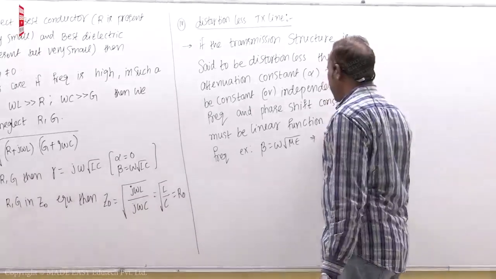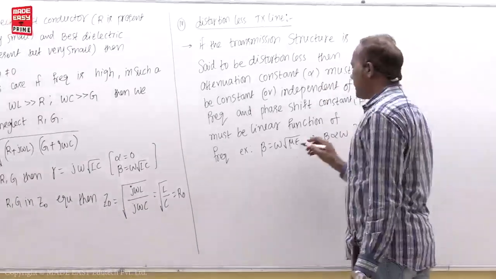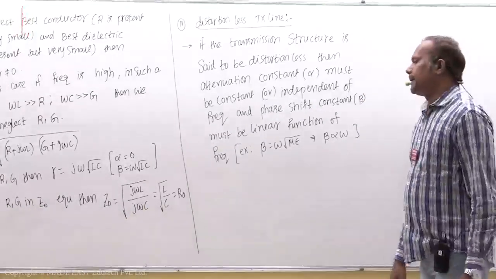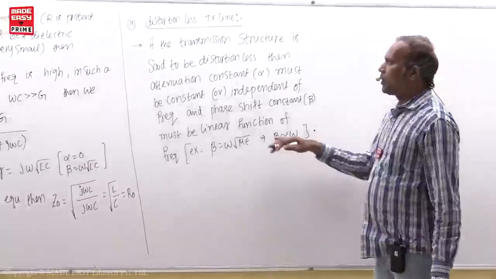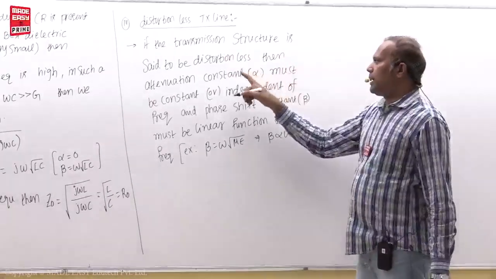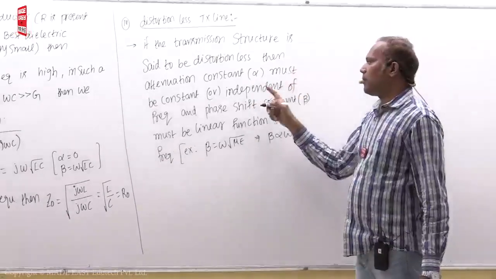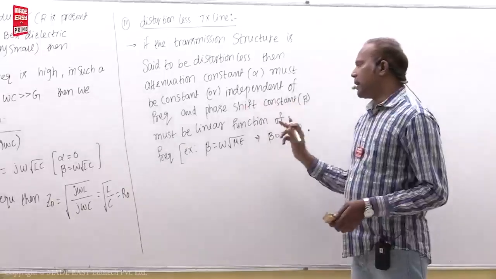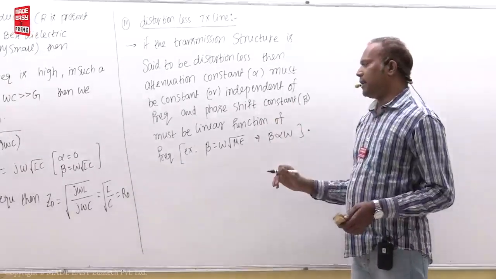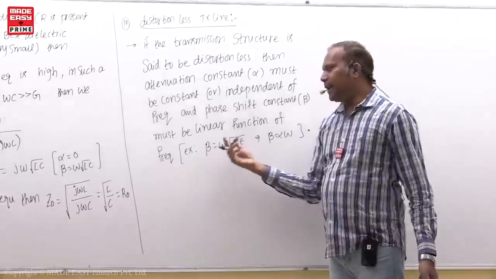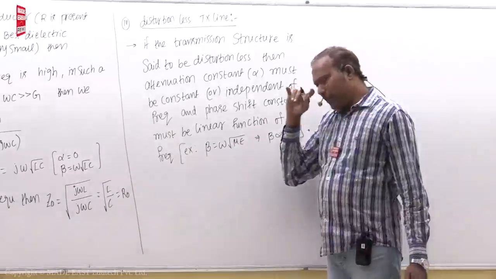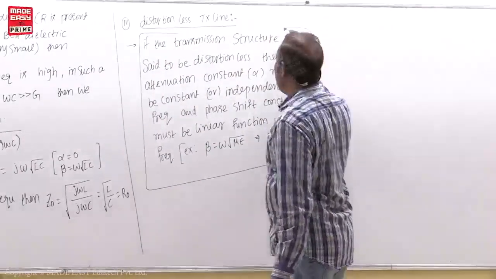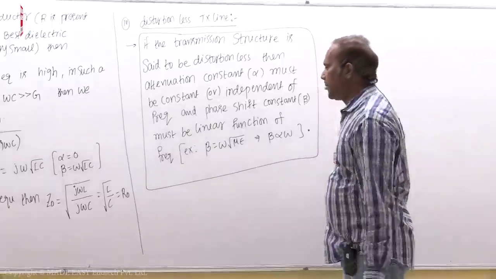What is happening here? Beta is proportional to omega, so it is linear. Actually linear, like y is proportional to x, y is equal to mx type. This is okay. So if the transmission structure is said to be distortionless, then attenuation constant alpha must be constant, that means independent of frequency, and phase shift constant beta must be a linear function of frequency. So it should not be nonlinear, it should be a linear function only. So this is the definition. Actually, I am putting this in the box, definition.